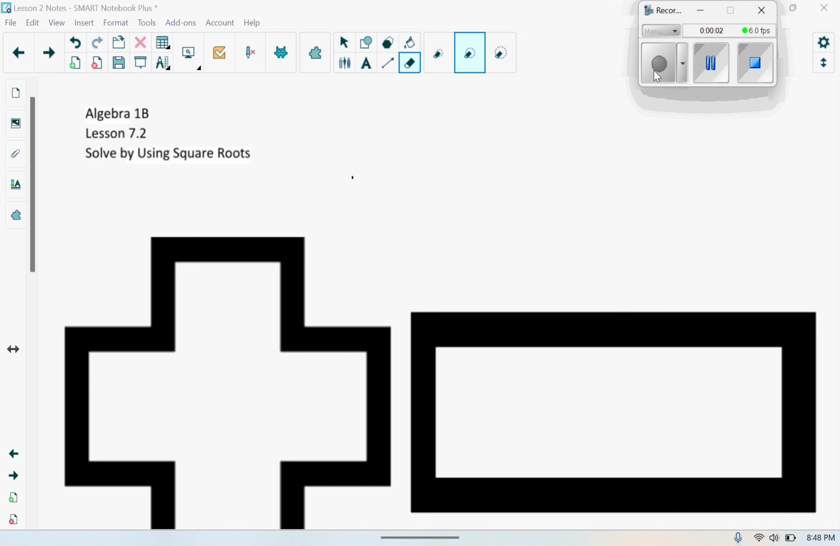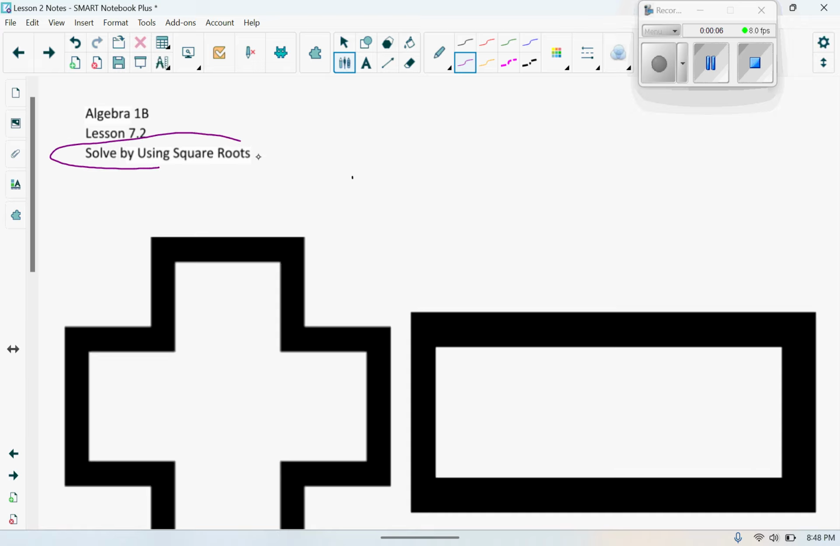Hi guys, welcome to lesson 2 where we're going to talk about solve using square roots. And if you'll notice, I have this big plus or minus sign, and I want you to remember that you are always going to have two answers, and plus or minus is going to be a big part of that. So that's why I made these really big.